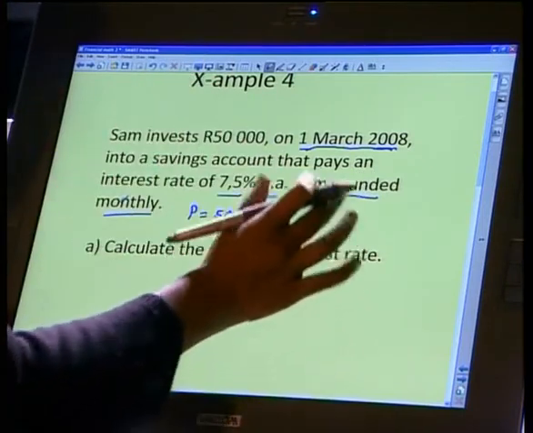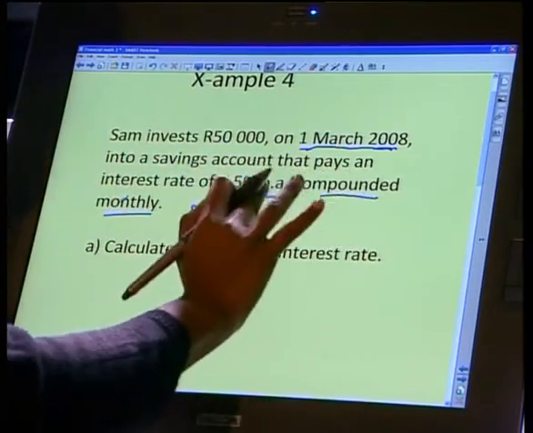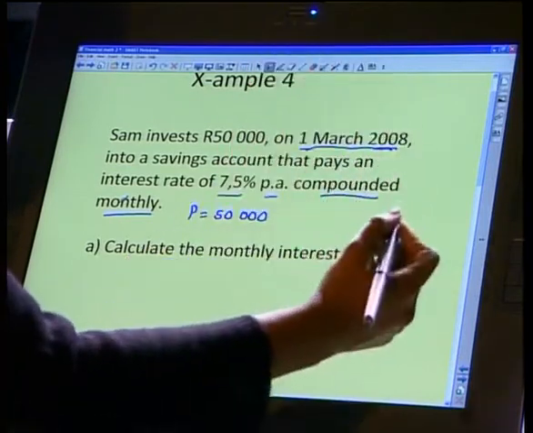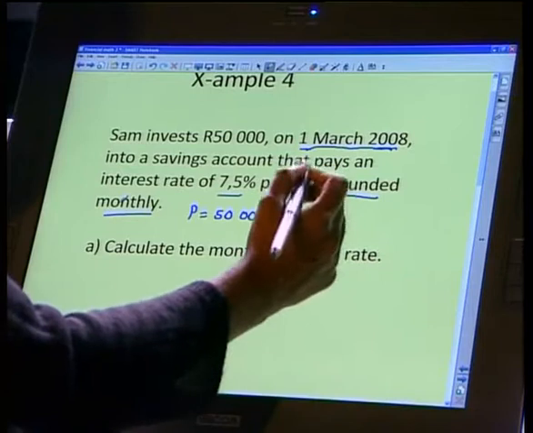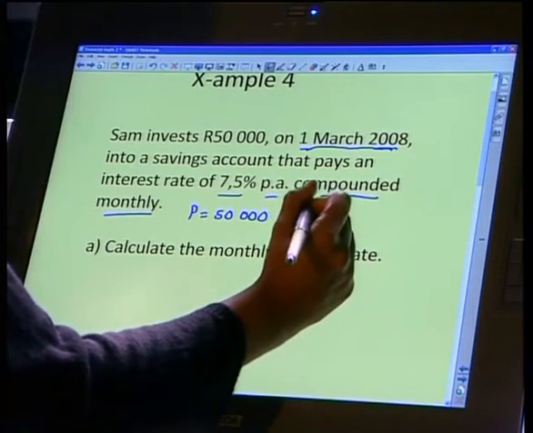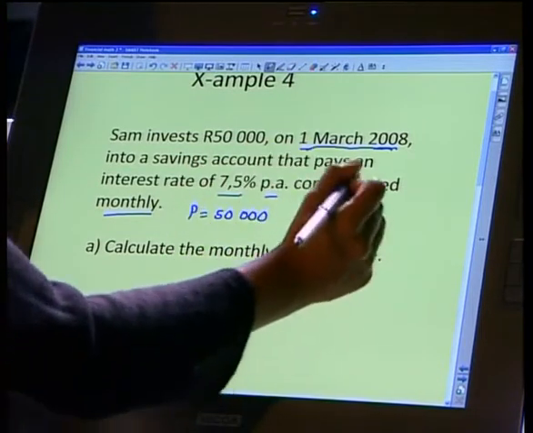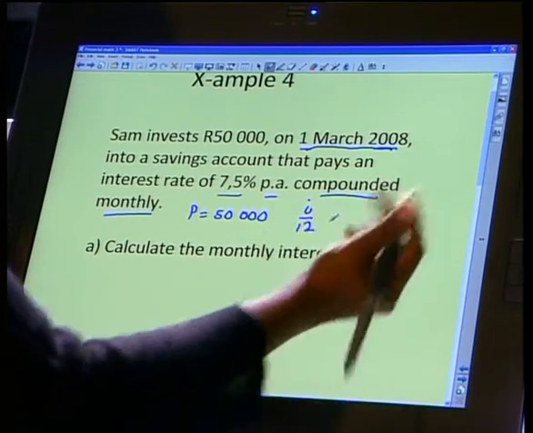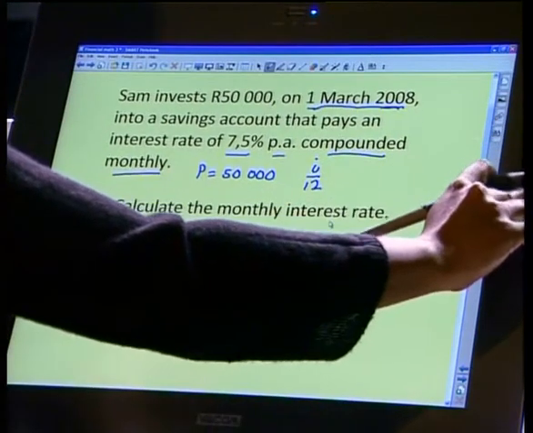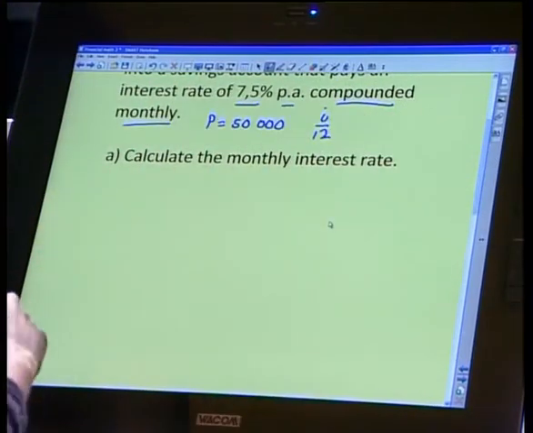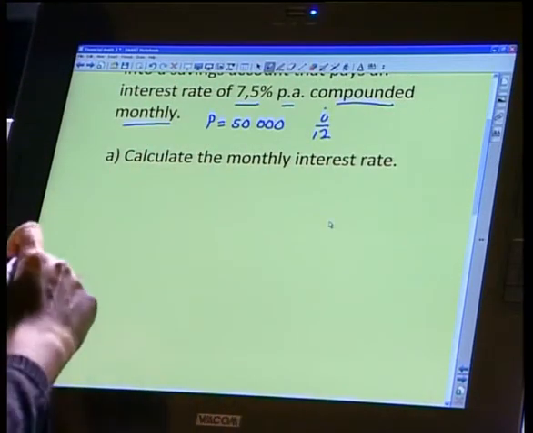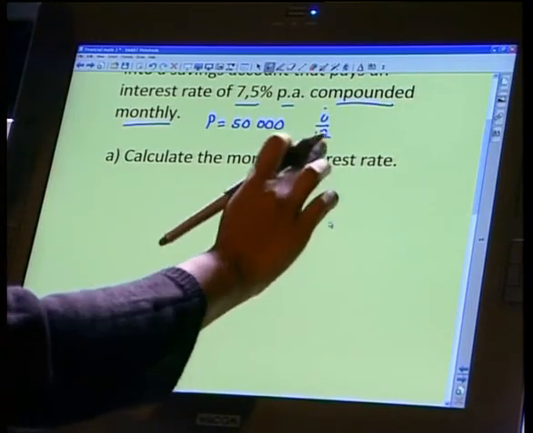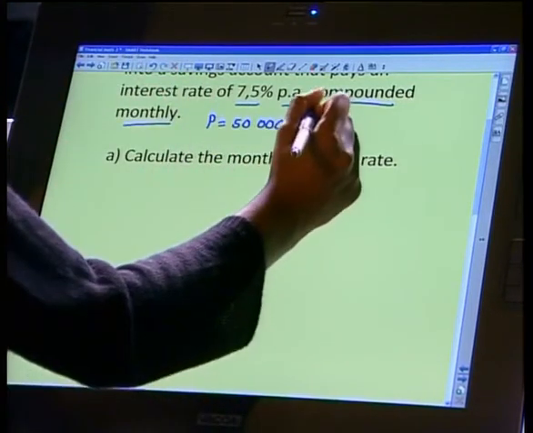So straight away there we can see the compounding isn't a yearly compounding. The compounding is monthly, so that means every month we will get a certain amount of interest added. So we can work out our effective monthly rate, remember, by dividing by the number of compounding periods. Okay, let's look at the first question. They want us to calculate the monthly interest rate. So in order to work out what the monthly interest rate is, this is all we have to do.